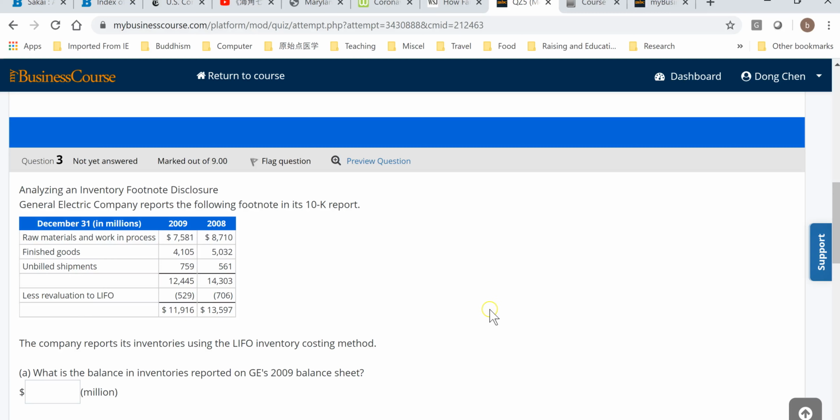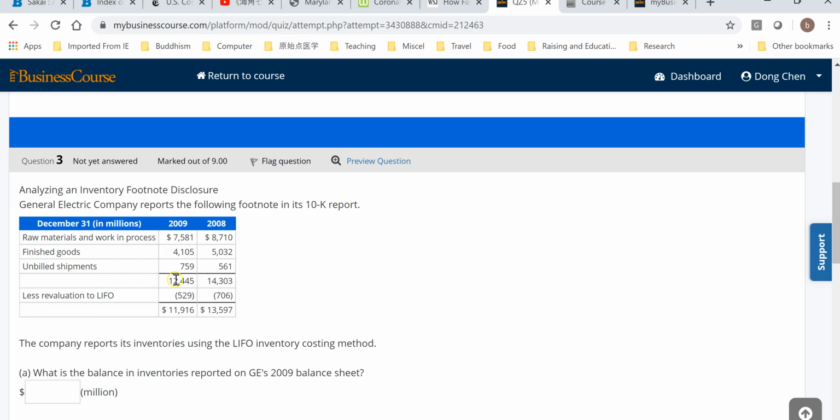This is question number 3 on QZ5 for module 6. Analyzing inventory footnote disclosure, General Electric Company reports the following footnote in its 10-K report. So here we are provided with basically two numbers.